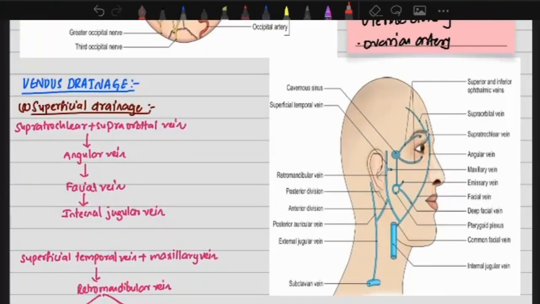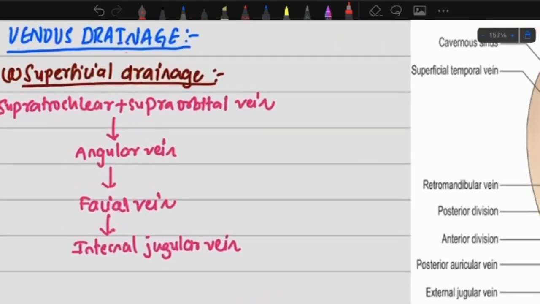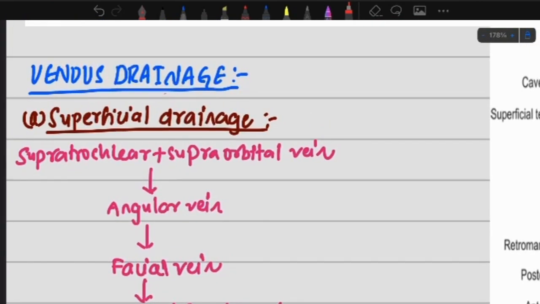Now let us study the venous drainage of the scalp. I suggest you study the venous drainage of the scalp here only, because you will be studying the same thing under a different heading, the venous drainage of the face, so it is better to study it here. Of course it is somewhat tricky, but trust me, if you revise it once or twice, you will definitely ace it.